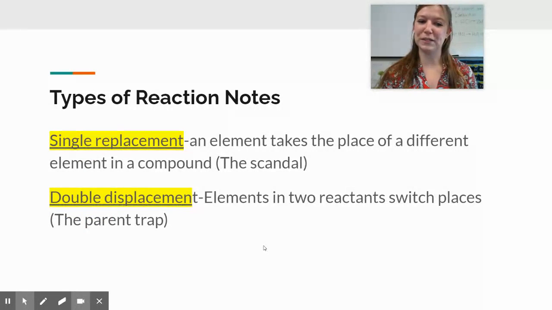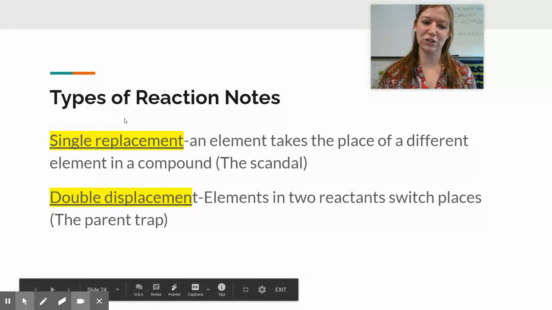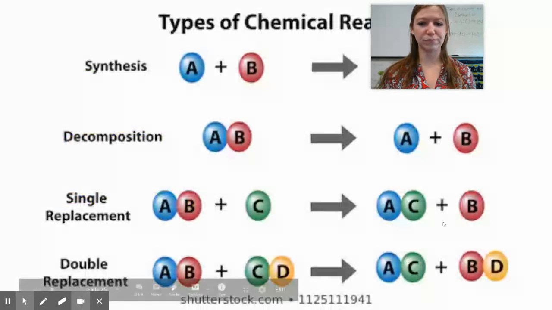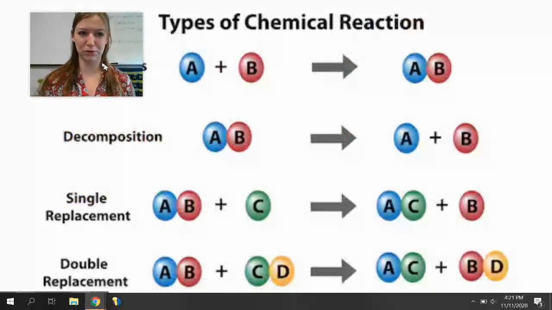In a single replacement reaction, an element takes the place of a different element in a compound. And in a double replacement, replacement and displacement are sometimes used interchangeably. I prefer replacement personally, so I'll probably have to fix that too. In a double replacement reaction, elements in two reactants switch places. Okay? You could also model this way.